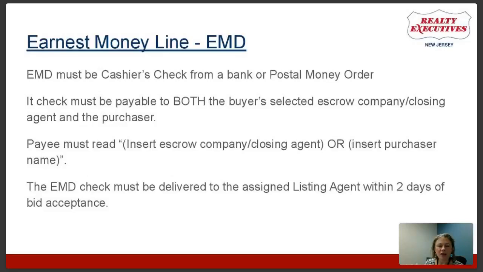Now, once the contract package has been accepted, the escrow money or the earnest money deposit must be submitted or delivered to the listing agent within 2 days after acceptance. Any later than that, the property may go back on the market and the offer rejected. So it's very important that once the agent receives an email that says that their offer has been accepted, they have 2 days to get that good faith deposit or earnest money deposit to the listing agent.